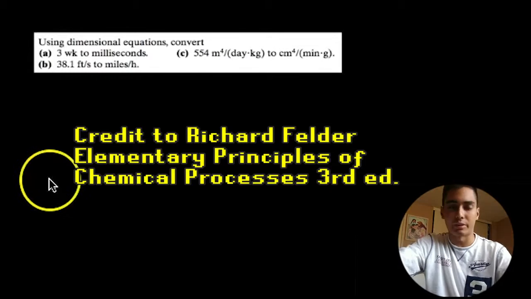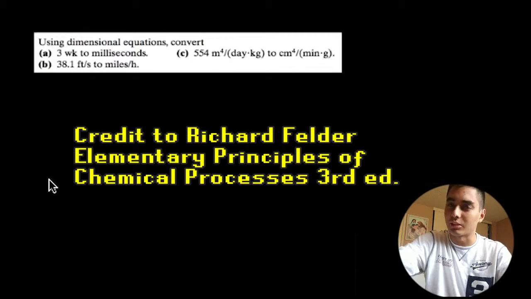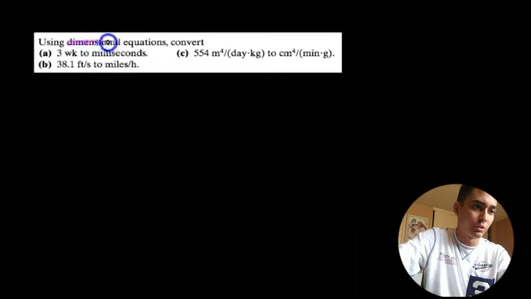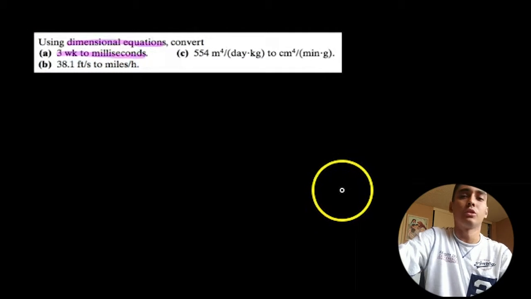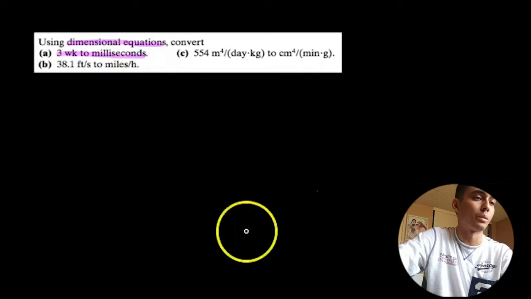Okay, so I have this problem here. No copyright infringement intended. I don't know how that works actually, but our task is to use dimensional equations to convert, first problem, 3 weeks into milliseconds. Hopefully this is a bit of review, but we're going to try to tackle it. And let's see how we go.